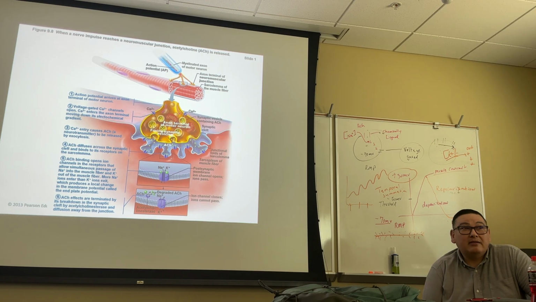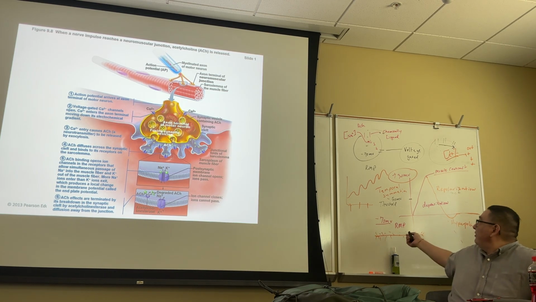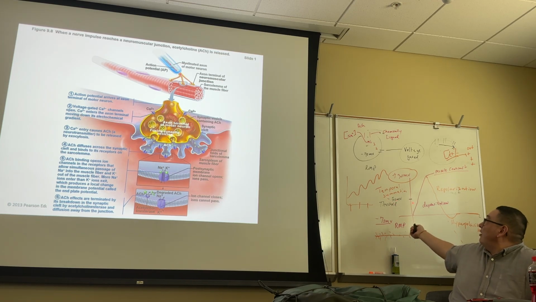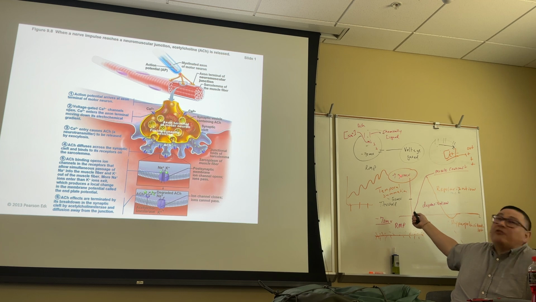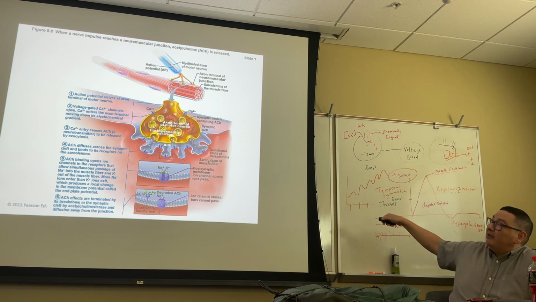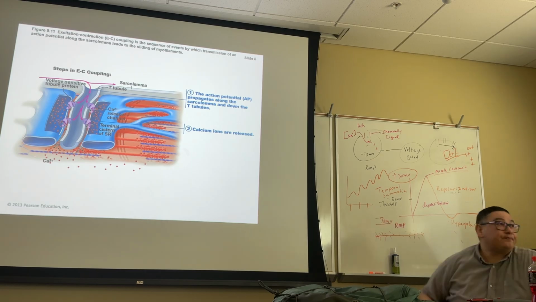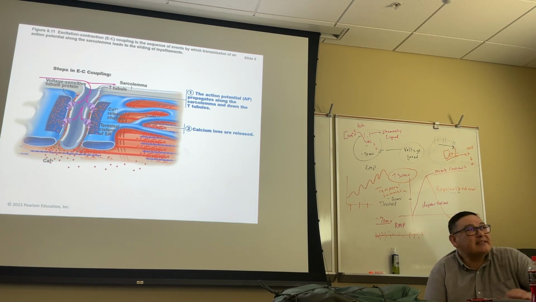Okay? Have I reached threshold yet? No, when I get to what? Negative 50. But once I reach threshold, all voltage gated channels open and you go to 30 millivolts, causing the release of calcium. Okay, so how's calcium used for muscle to contract?